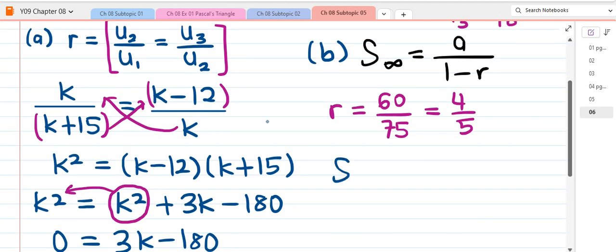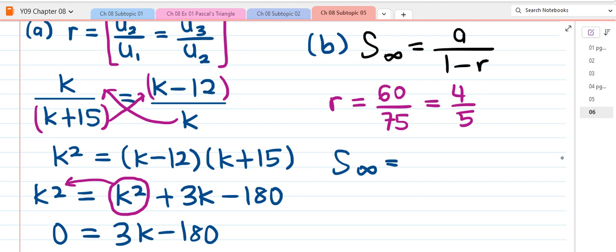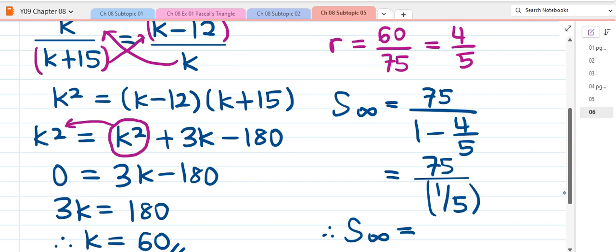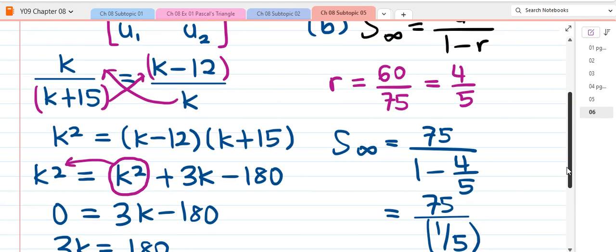So the sum to infinity, here it will be a is 75 over 1 minus 4 out of 5. So 75 divided by 1 out of 5 is 75 times 5, which will give you 375. This is your sum to infinity for this particular geometric progression.